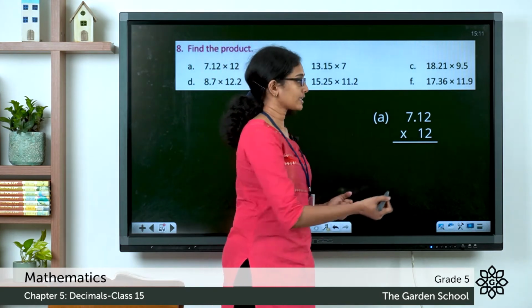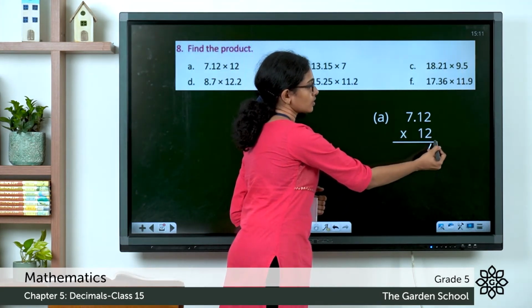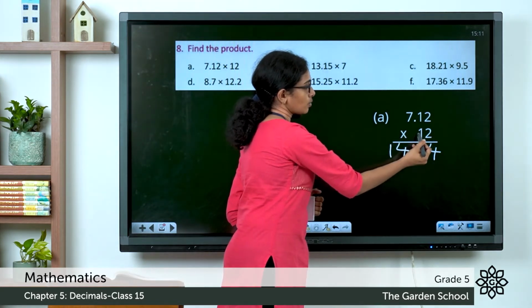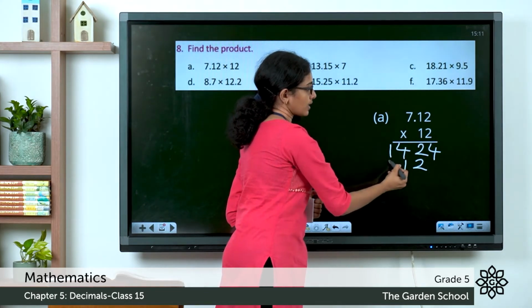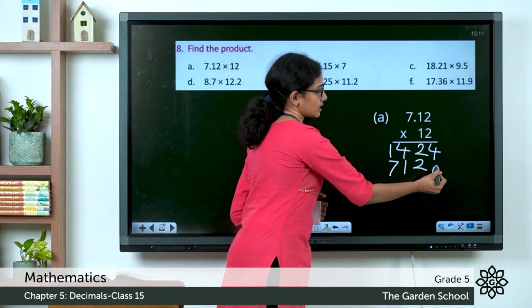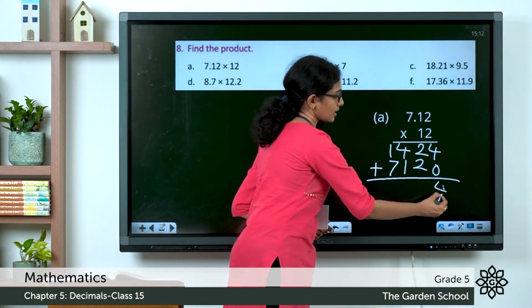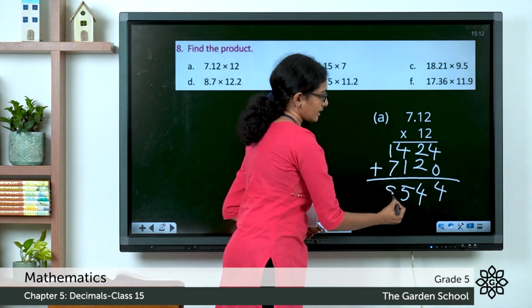Let's multiply the ones first. Here 2 into 2, which is 4. Now 2 into 1, 2. 2 into 7, 14. 1 into 2, 2. 1 into 1, 1. 1 into 7, 7. Inserting enough zeros, adding the products, you get 4 here, 4 here, 5 here, 8 here.